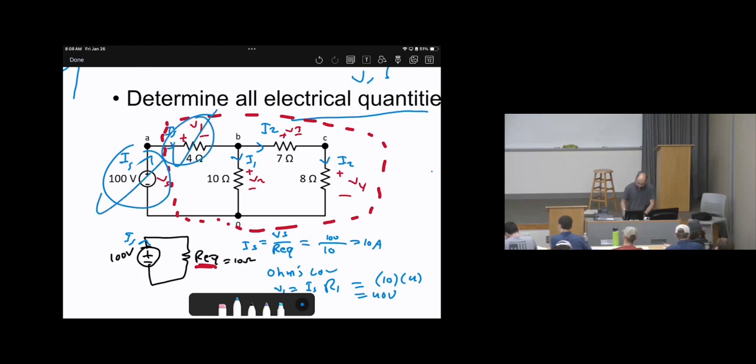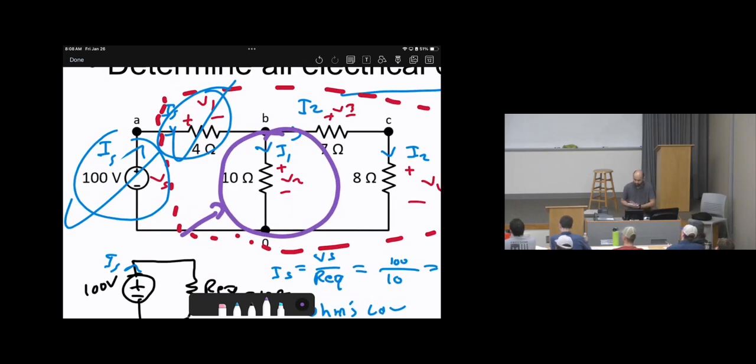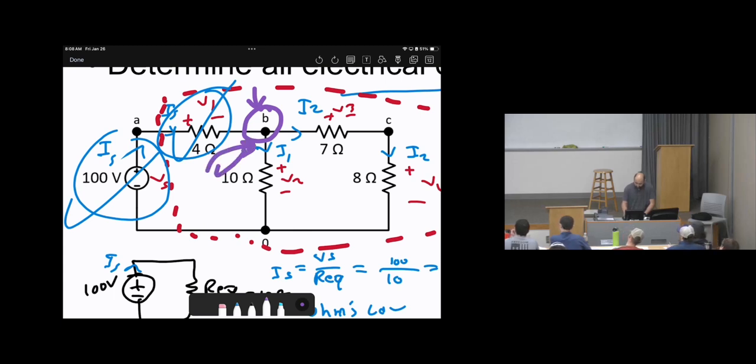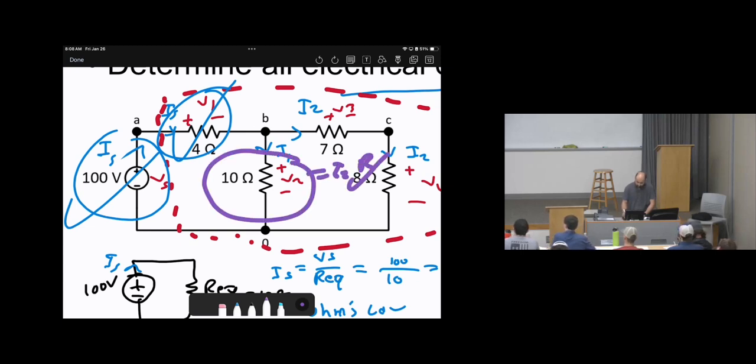Now let's look at this element. Is there a way to calculate the currents? I don't think so, because if we want to apply KCL at node B, you will see that I source is known, I1 is unknown, I2 is unknown. So these are unknowns, and I don't think it's a good idea to do KCL. How about Ohm's law? V2 equals I2 times R. We know R, but I2 we don't know.